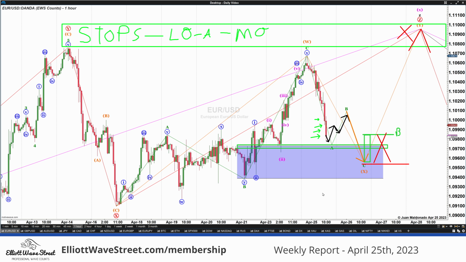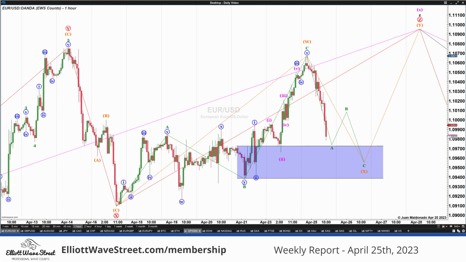So the Elliott Wave theory is just a framework to understand the market cycles, and of course with the Elliott Wave theory we can start putting together other tools to validate those waves. So that's the plan for this week. Let's see how it's going to play out.